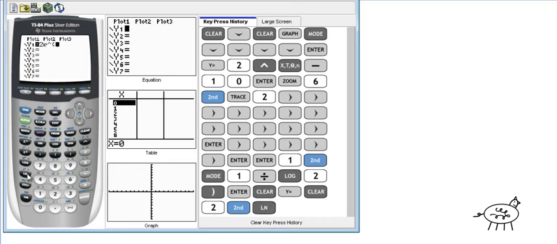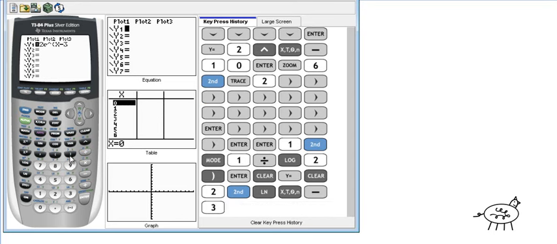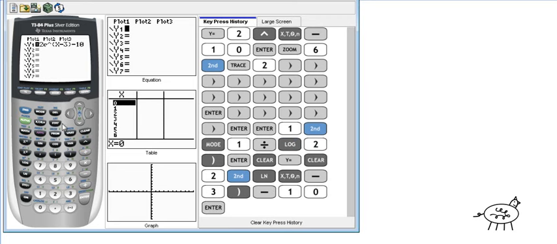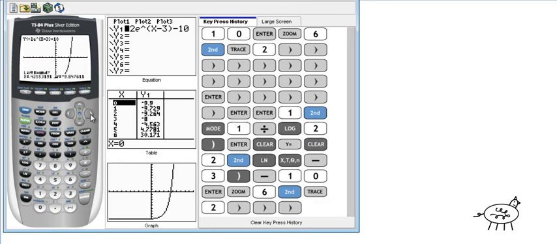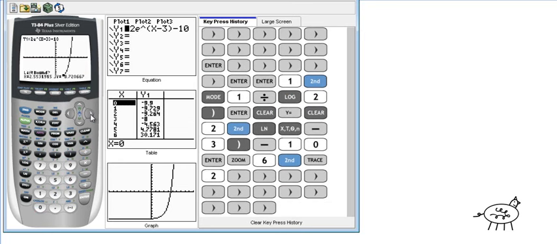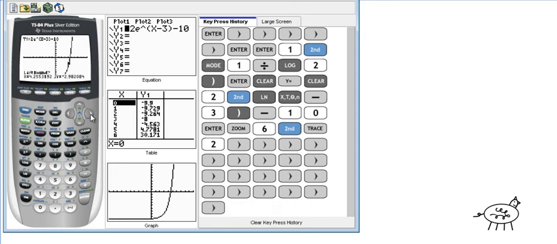second ln. Okay, and you guys might have the new operating system, but that's fine. X minus 3. Don't forget to close parenthesis or end that exponent, and then minus 10. Okay, and then you hit zoom 6. There's your intercept there. So second, calculate 0, and kind of cursor over a little bit, enter, go to the other side, the right bound.